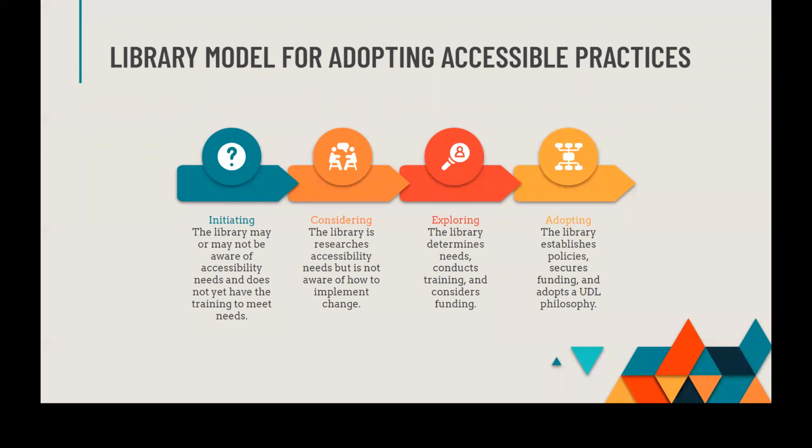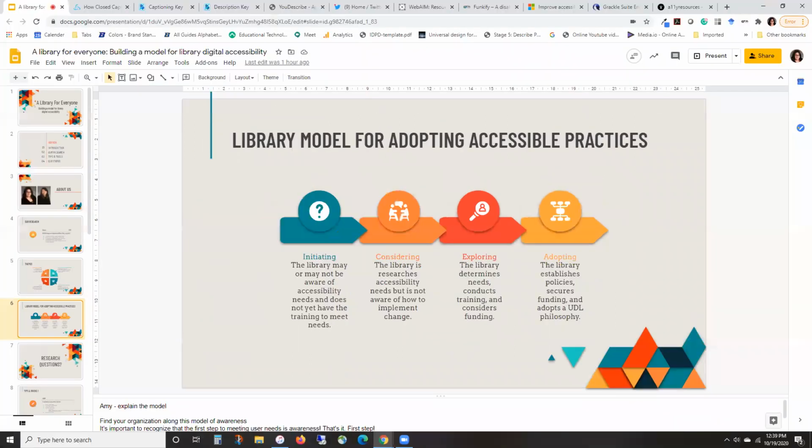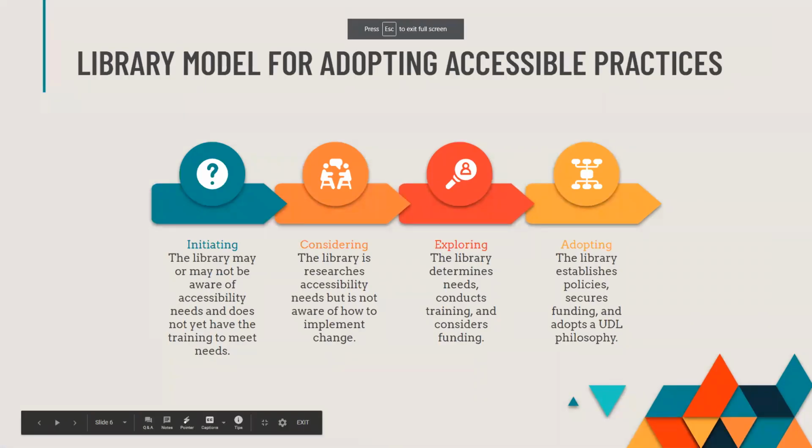It took us quite a lot of time of reviewing these comments before we realized that our library peers and institutions fell into 4 different types of category of thought. And I'll just briefly explain what those are, and then I'll reflect a little bit more in depth. The 4 phases we saw for adopting accessible practices were initiating, considering, exploring, and adopting.